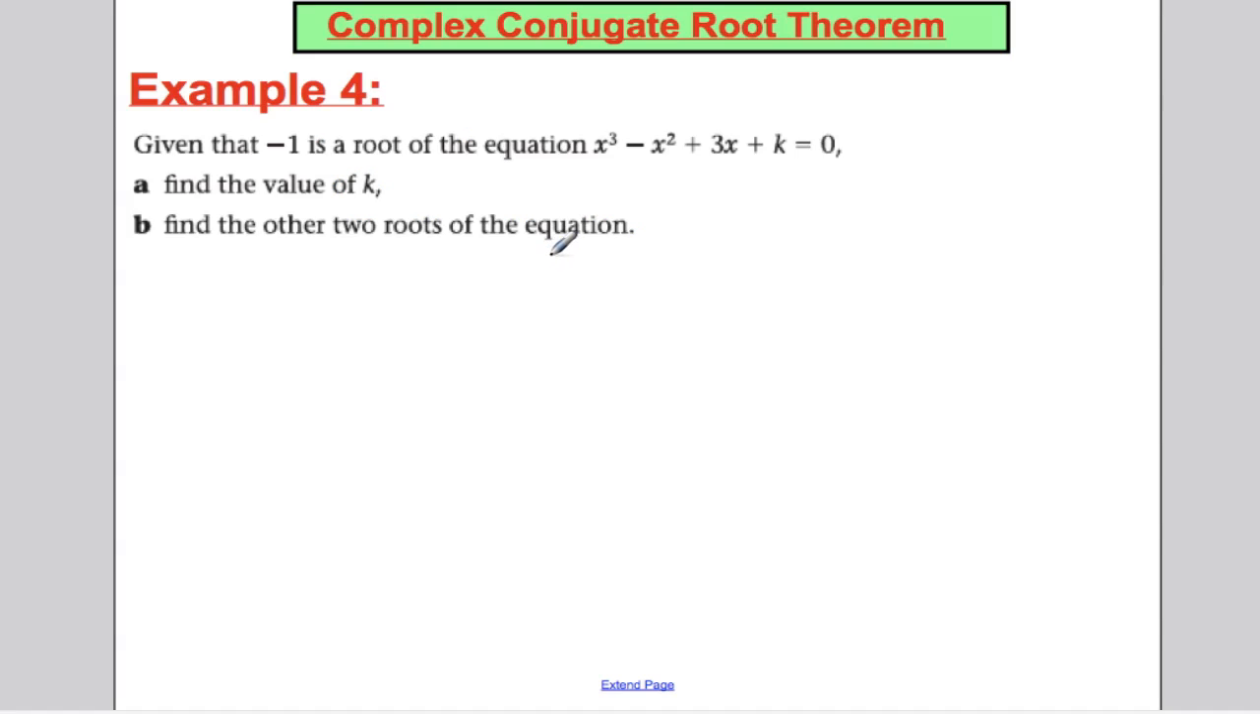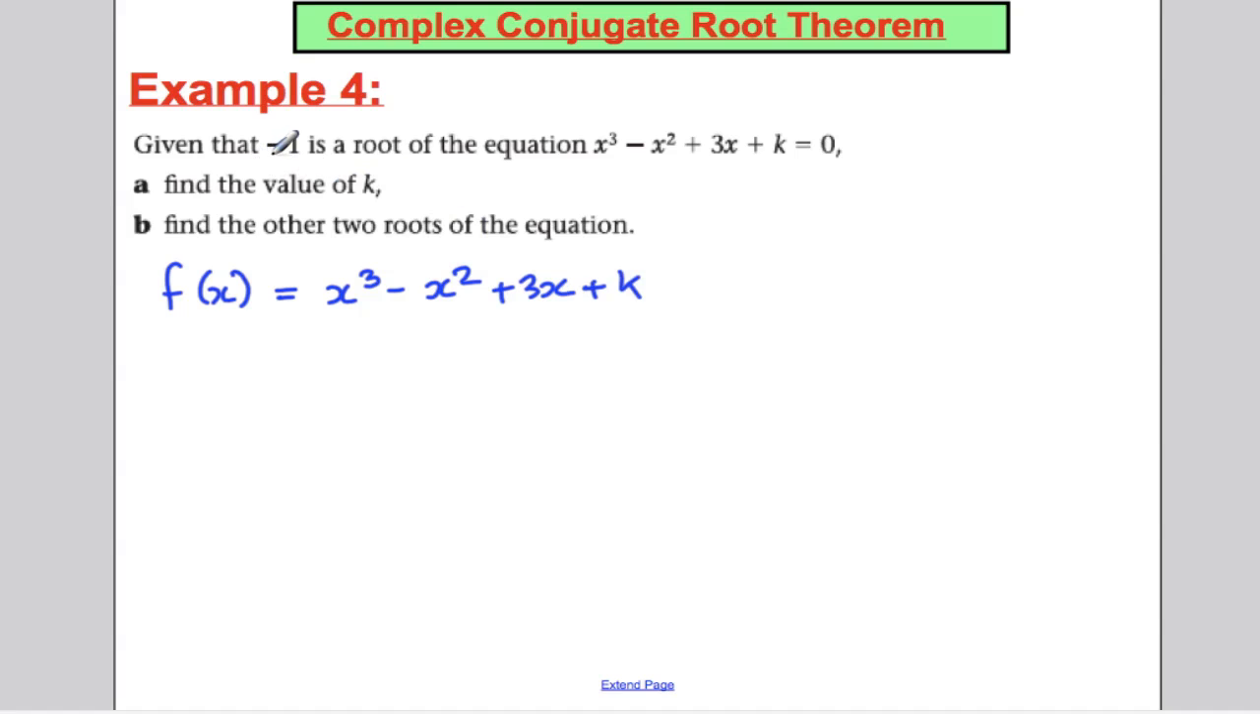Here's another example, again slightly harder. Example 4. It is given that -1 is a root of this equation. Find k. Well, first of all, I always like calling my polynomial something, so I always like calling it f of x. So I'm going to write it down. f of x is equal to x cubed minus x squared plus 3x plus k.